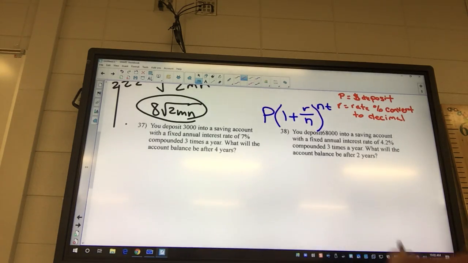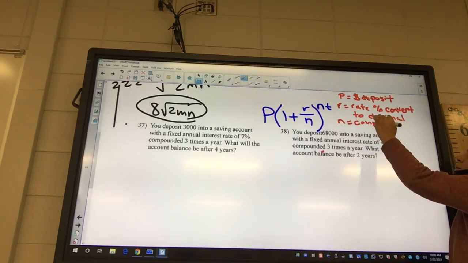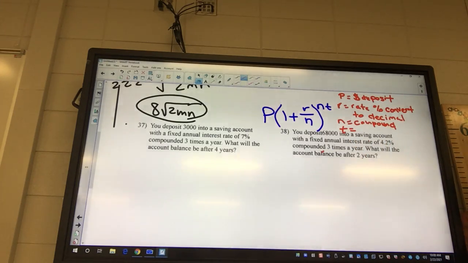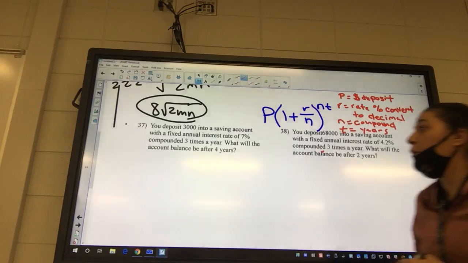Okay, what about the N? What's the N? Read through it. What is the N? It's the number of times a year that it's compounded, okay? Okay, what about the T? It's the amount of years. Okay, and then after that, it's easy plugging it in, okay?